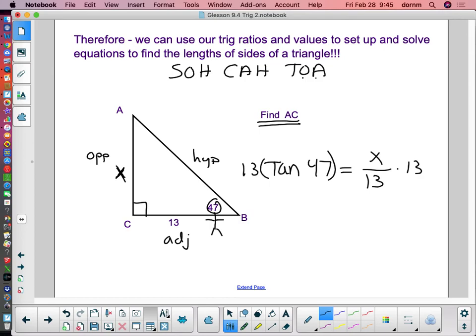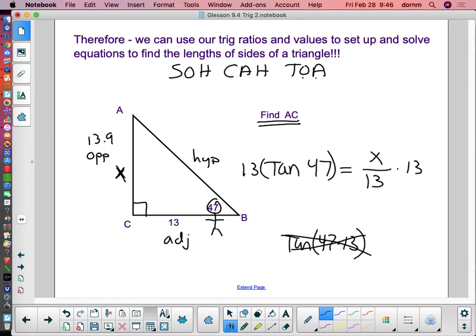Now, here's where we need to be careful. If you put in your calculator tangent of 47 times 13, your calculator is going to do tangent of 47 times 13. We don't want to multiply the angle by 13. We know that tangent 47 is a decimal value. We've established that already, right? So we don't want to do this. We want to do 13 times tangent 47 in our calculator. And what do we get? 13.9.